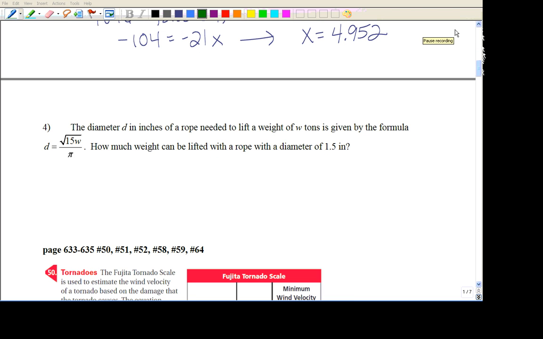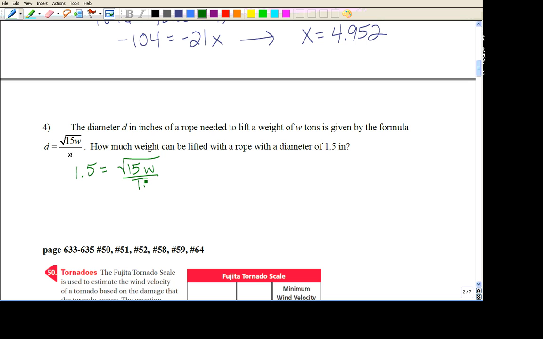Okay, number 4. The diameter d in inches of a rope needed to lift a weight of W tons is given by the formula d equals the square root of 15W over pi. How much weight can be lifted with a rope with a diameter of 1.5 inches? Okay, so 1.5 is the diameter, which is what d is equal to. So we'll have 1.5 equals the square root of 15. We're looking for the weight divided by pi.